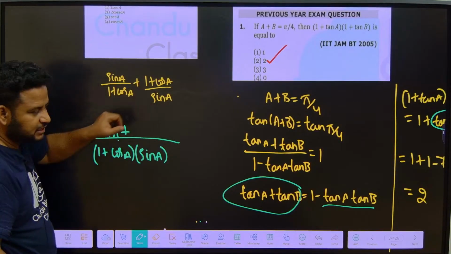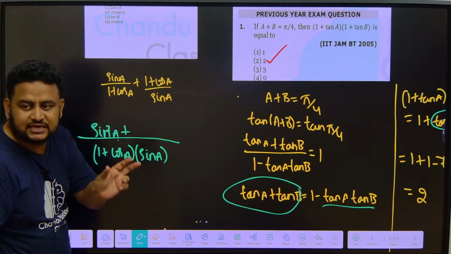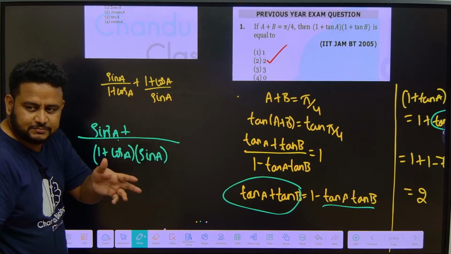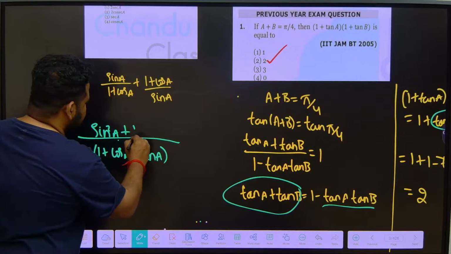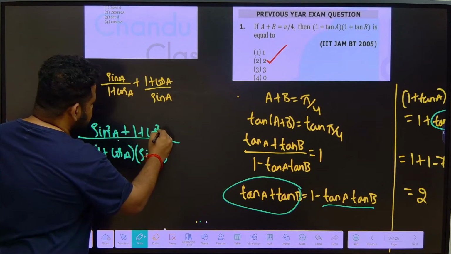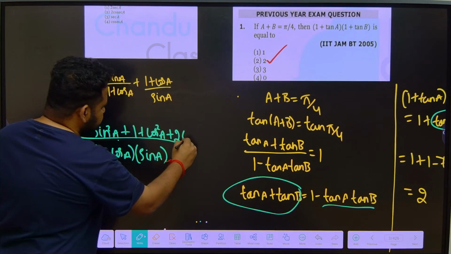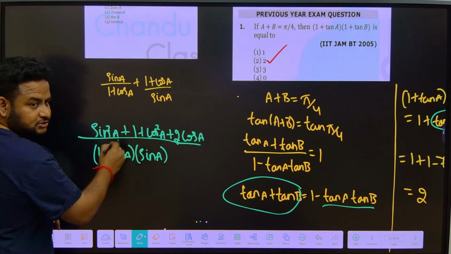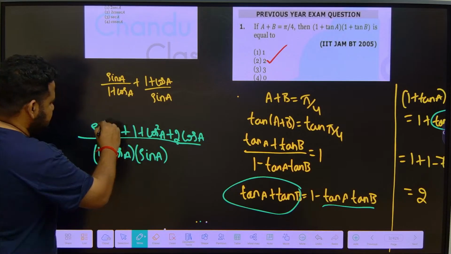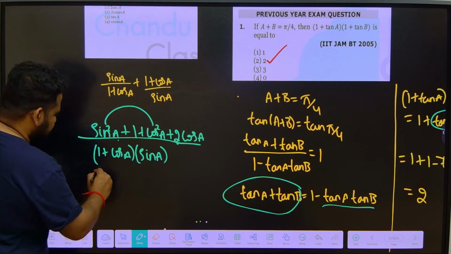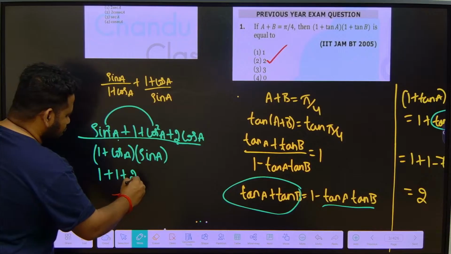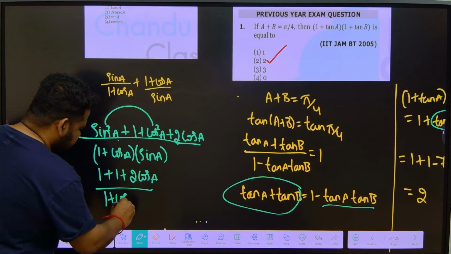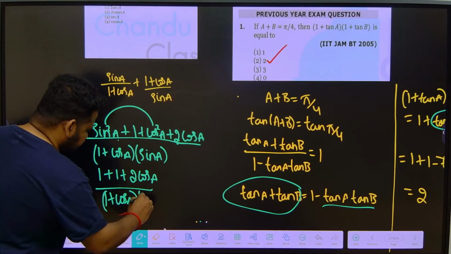This will become 1 plus cos A into 1 plus cos A, that is nothing but 1 plus cos A whole square, that is A plus B whole square, A square plus B square plus 2AB. This will become 1 plus cos square A plus 2 cos A. Now, observe carefully, sin square A plus cos square A is nothing but equal to 1. So, this and this combined will become 1 plus 1 plus 2 cos A divided by 1 plus cos A into sin A, correct?